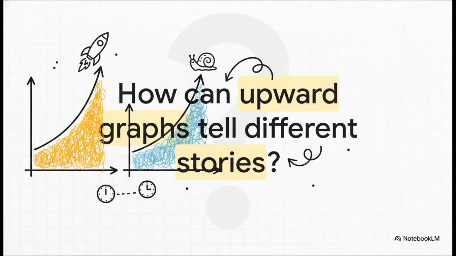Seriously, think about this for a second. If two graphs are both moving up, like tracking from left to right on the page, how can they possibly be telling completely different stories about what's actually happening to the data? Going up isn't just one single, simple type of movement. The way a line travels upwards actually hides a whole narrative about speed, momentum, and future trajectory.